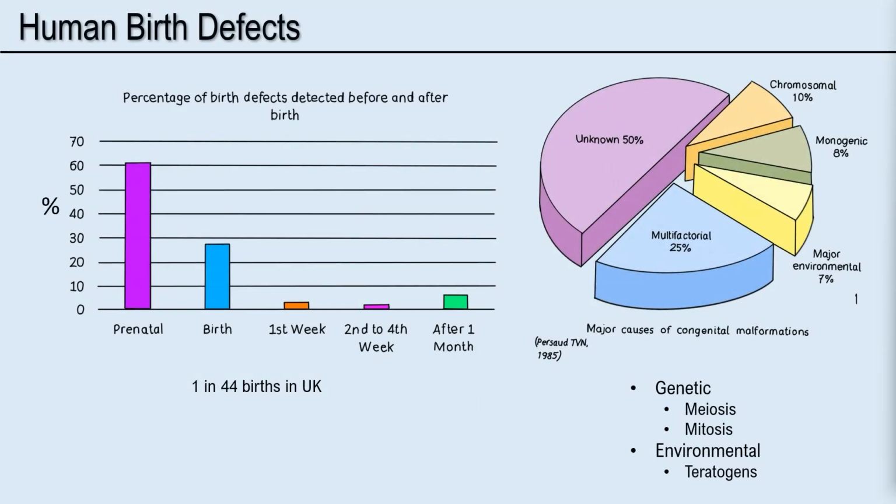And why is that important? Well, it is important because it helps us to understand the causes of congenital defects. 1 in 44 births in the UK are affected by a birth defect. The majority of these are detected antenatally or prenatally, which just means before birth. But we can see that sometimes a birth defect isn't noticed instantly, sometimes taking a month to notice.